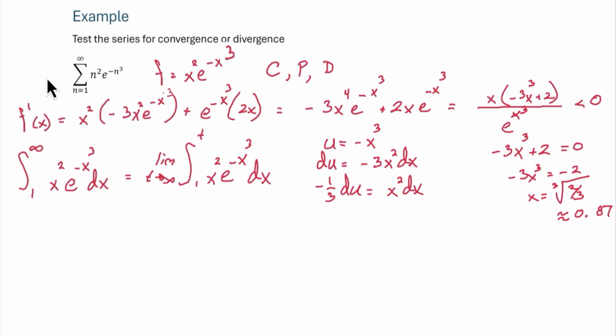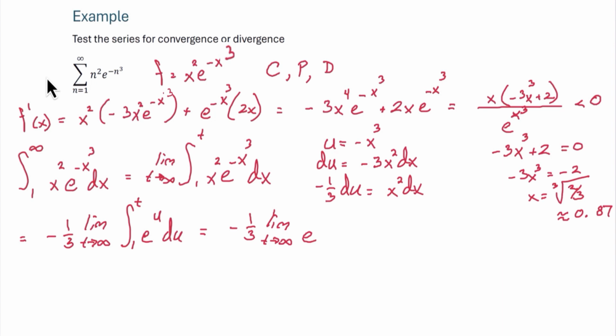From here we can rewrite this a little bit, pull that negative 1/3 out front. Limit as t approaches infinity of the integral from 1 to t, e to the u du. That is negative 1/3, limit as t goes to infinity. The integral of e to the u is e to the u. And let's replace that u with negative x cubed. And we are evaluating that from 1 to t.